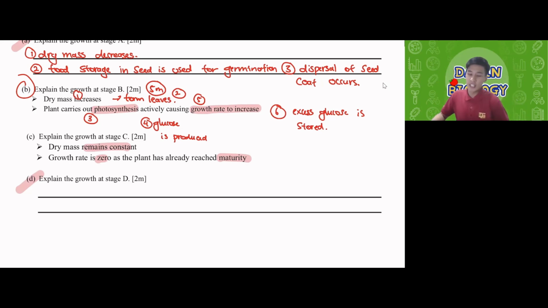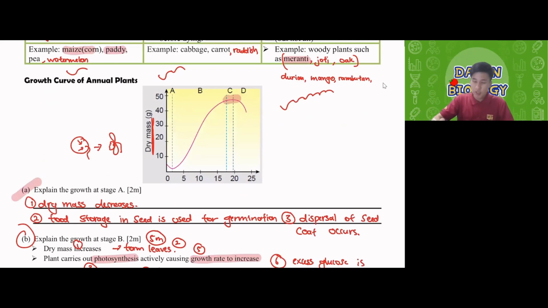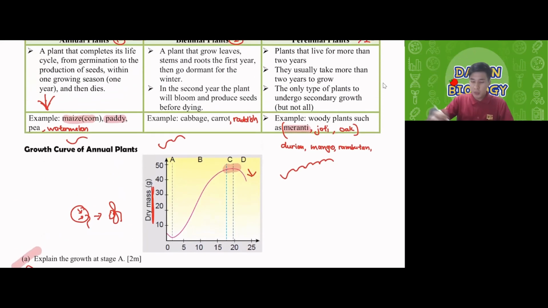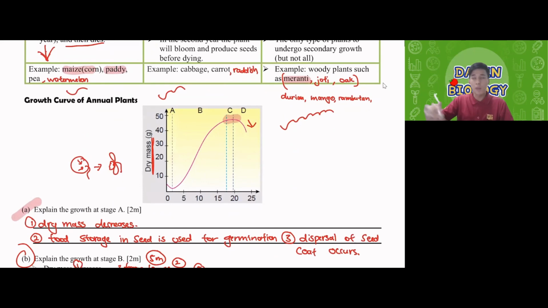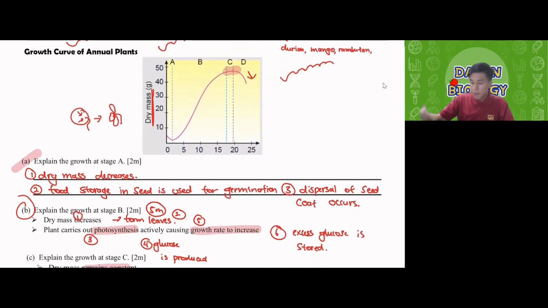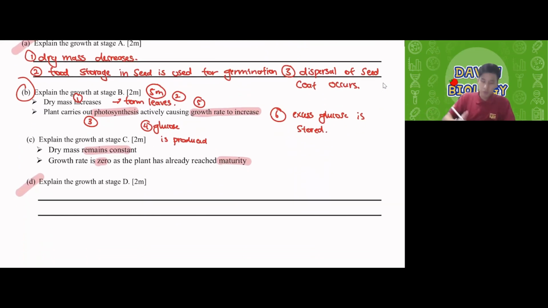Explain the growth at stage D. Okay, this is the important one. So just like stage A, the mass decrease. Now I know this is 1 year already, they will die in the end, but don't say the mass decrease because they die. That's not the main thing, the question why. But before they die, what they need to do? So okay, besides dry mass decrease, right? What happens at the end before they die?